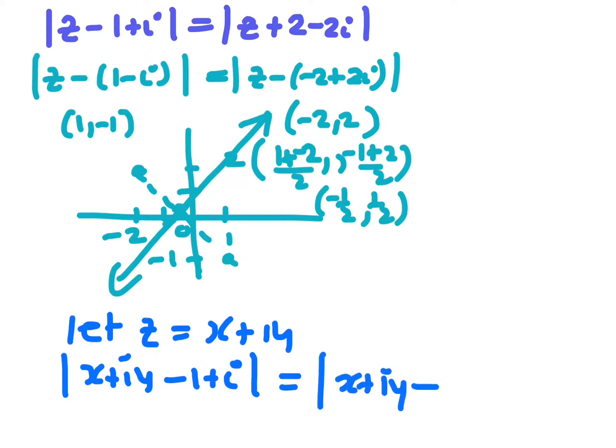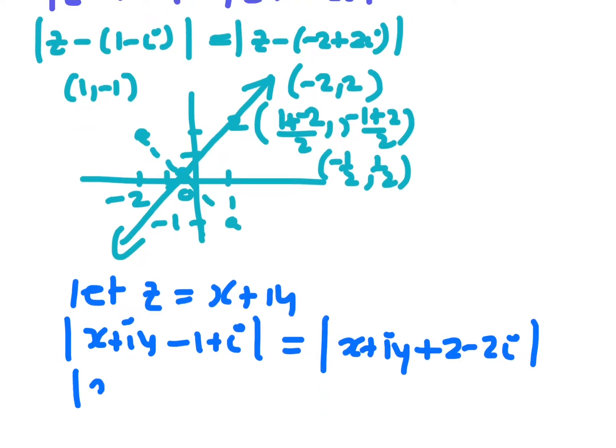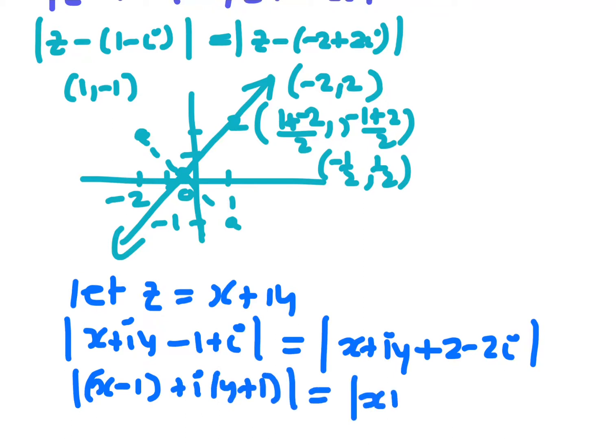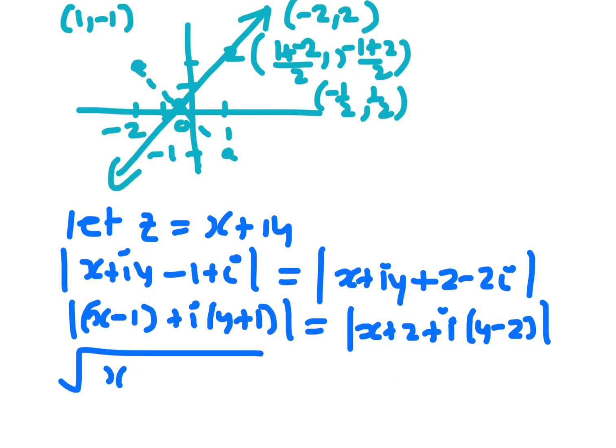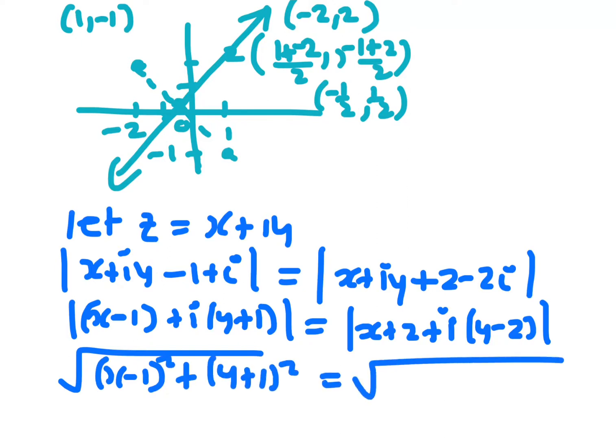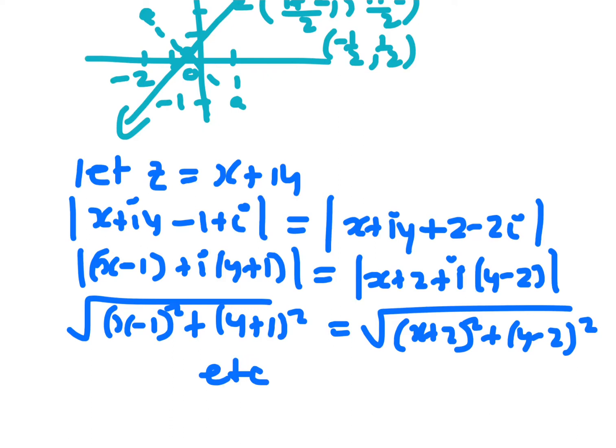Using the locus, plus 2 minus 2i, etc., this would be x minus 1 plus i(y plus 1) equals x plus 2 plus i(y minus 2). So it's the square root of (x minus 1) squared plus (y plus 1) squared equals the square root of (x plus 2) squared plus (y minus 2) squared. And then you go ahead, square it out and simplify it.